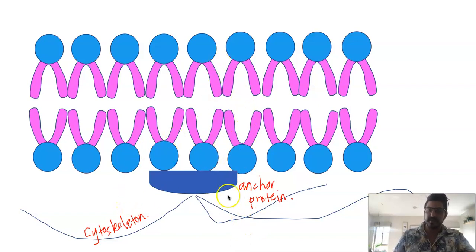And this is the first of the proteins that you can see that doesn't go all the way through the phospholipid bilayer. So this isn't an intrinsic protein. This is an extrinsic protein because it just sits on the cell membrane surface.